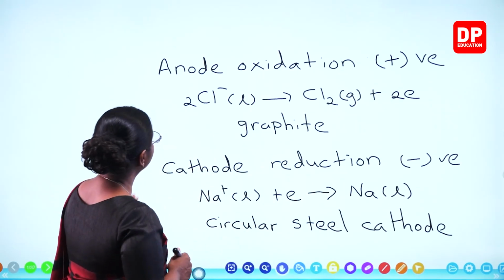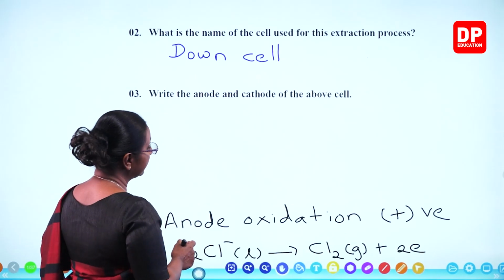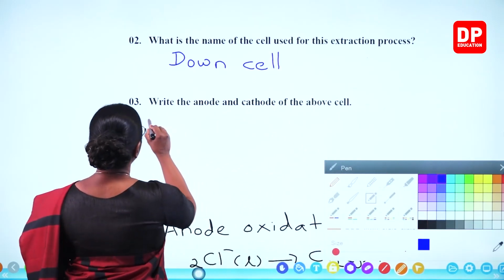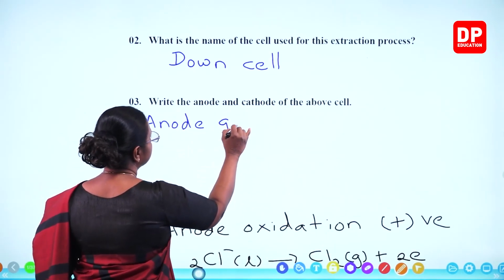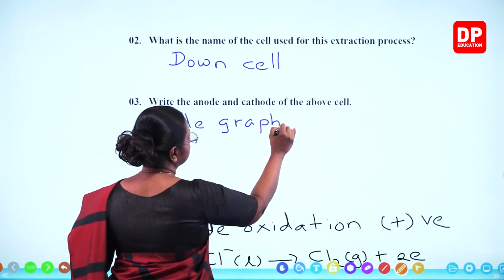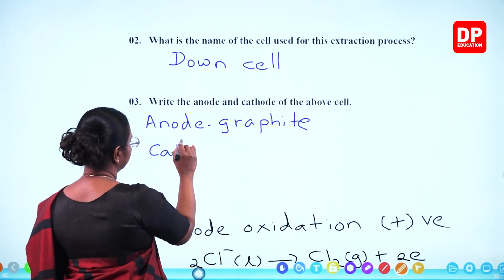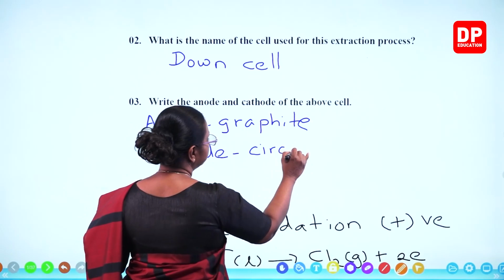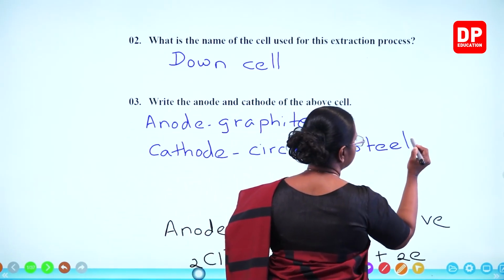So to answer the question given here, write the anode and cathode of the above cell. So if we do that, anode is graphite, anode graphite, and cathode circular steel cathode.